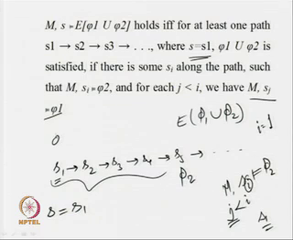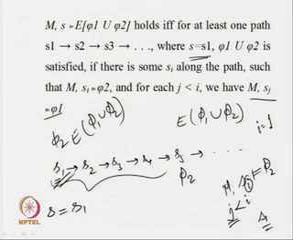S1? If phi 2 holds at that particular state, then what will happen? You will find that according to this particular definition of semantics, E phi 1 until phi 2 holds in this particular state S1 also. So, that means, if phi 2 holds in a particular state, we will say that E phi 1 until phi 2 holds over there.